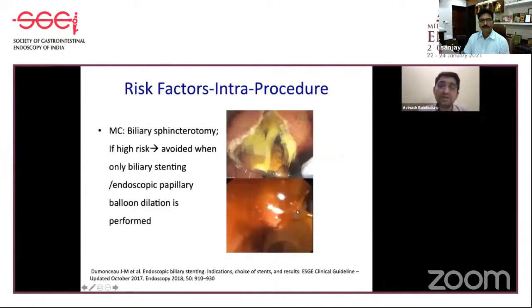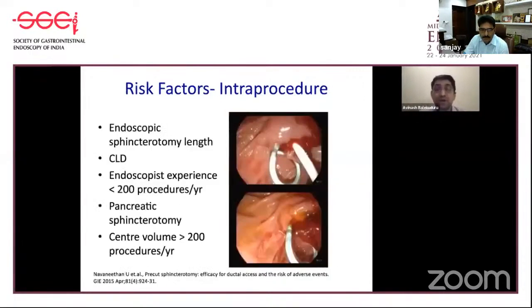Or whenever we do a pre-cut sphincterotomy, at that time also it can bleed from the apex of the cut. So the most common high risk scenario is the biliary sphincterotomy, which should be avoided whenever we think about doing only biliary stenting. If we do a dilatation assisted stone extraction, at that time also we need to keep a concern on what is happening at the apex of the sphincterotomy. So the length of the cut is what we should always remember.